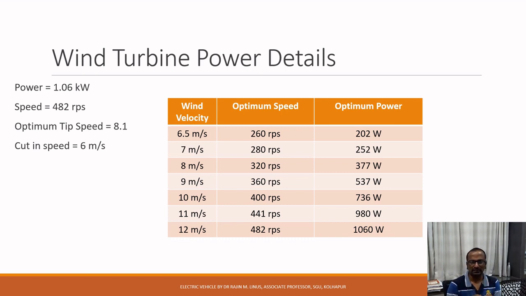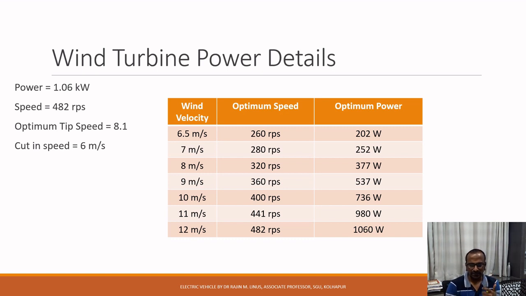The cut-in wind speed is 6 meters per second. So I am assuming from 6.5 meters per second, though practically we can consider from 6 meters per second itself. Just for getting high power and for seeing the waveform very clearly, I have taken from 6.5 meters per second to 12 meters per second.